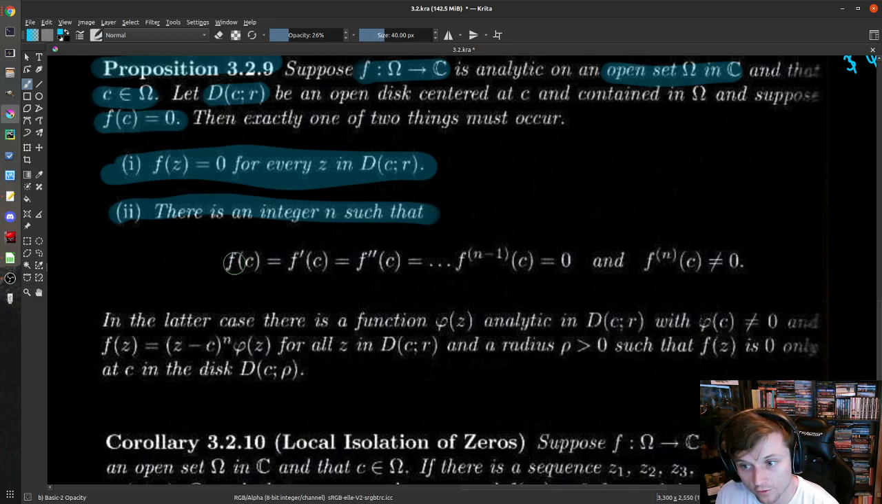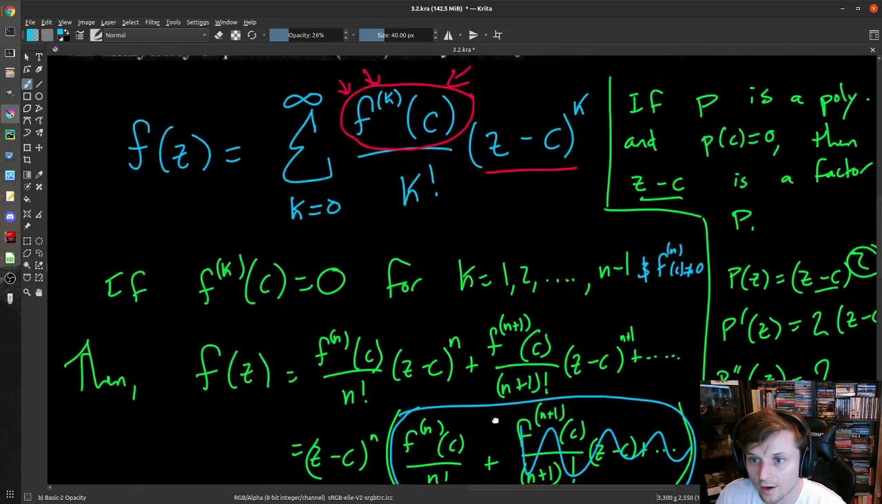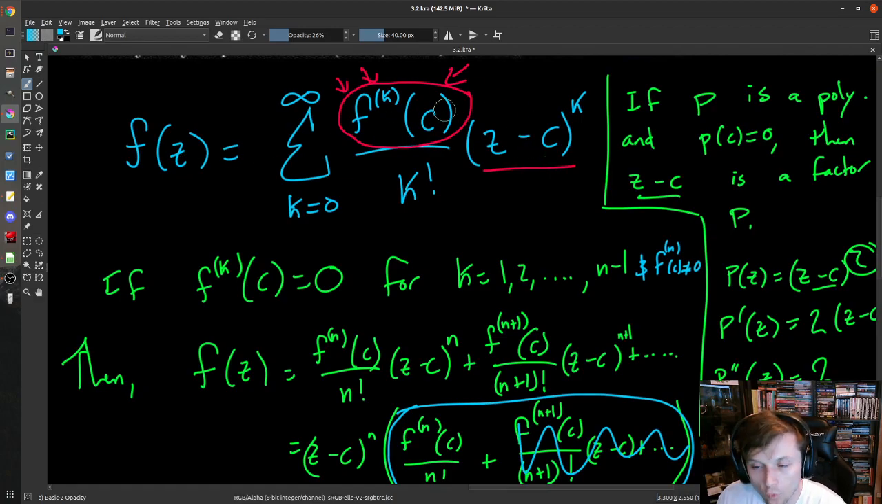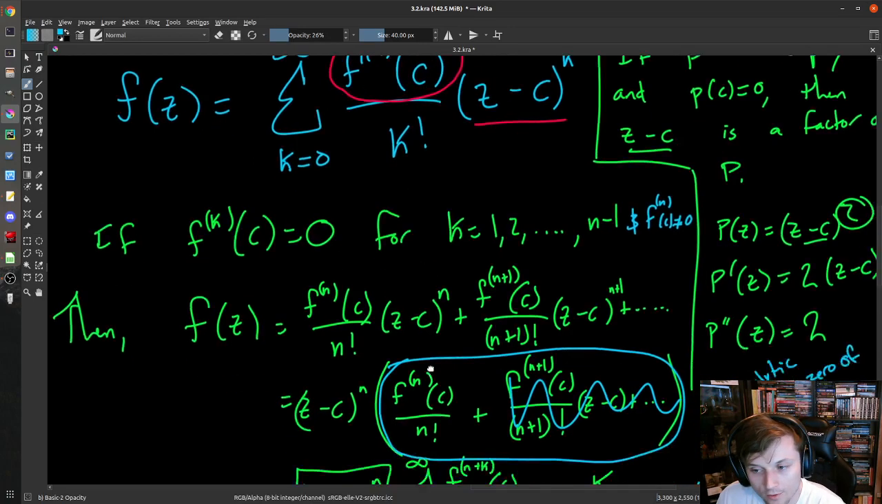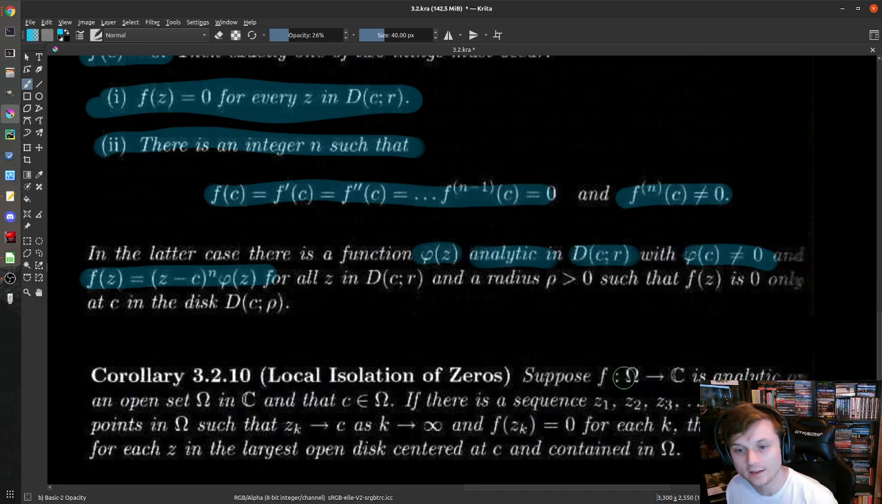The second option is that it's not 0, and for some number n, you have the first n derivatives equal to 0, and finally one of them not equal to 0. Since we have a series representation of this form, if it's not 0, at least one of its derivatives at that point must be non-zero. So you get the first one that's non-zero. In the latter case, there is some function phi of z, which is analytic in the same disk, is not equal to 0 at that point, and is such that f of z is equal to z minus c to the n times phi of z for all z in the disk.